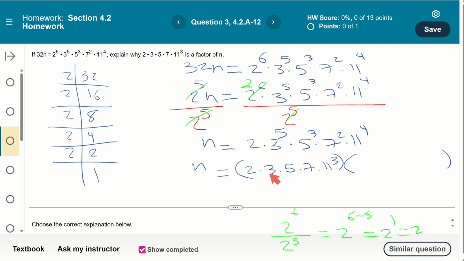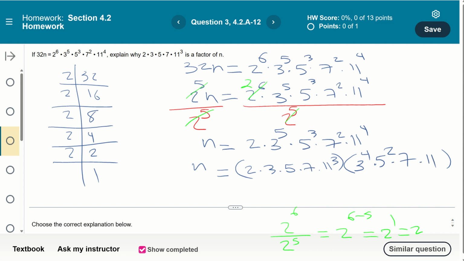So what do I have to multiply 3 by to get 3 to the 5? And I see that that would be 3 to the 4, right? And what do I need to multiply 5 by to get 5 cubed? So that's 5 squared. And what do I need to multiply 7 by to get 7 squared? That would be just 7. And what do we need to multiply 11 cubed by to get 11 to the 4? And notice that's just 11.